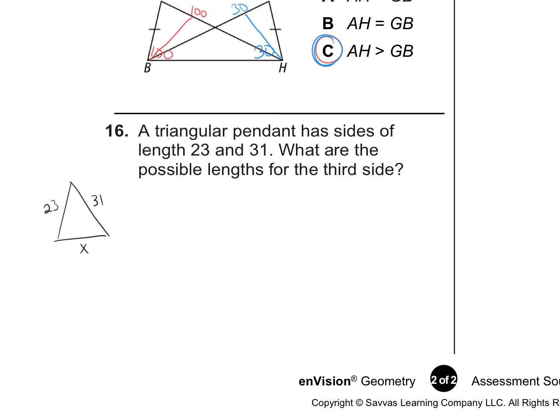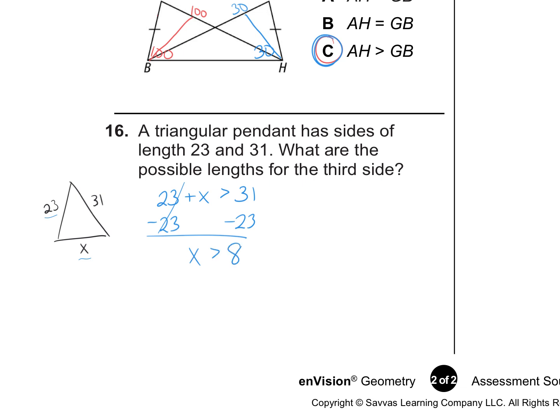So what is an inequality that I know has to be true? What do I know about those two? 23 and X. Right, 23 plus X has to be greater than 31. I'm going to ask you, why did I pick 23 and not 31 for this? 31's already bigger, right? So do we even need to check that it's greater than 23? No, we already know that's true. So how do I solve that inequality? Yep. To get X by itself. So I have X is greater than 8. So we know X has to be greater than 8.